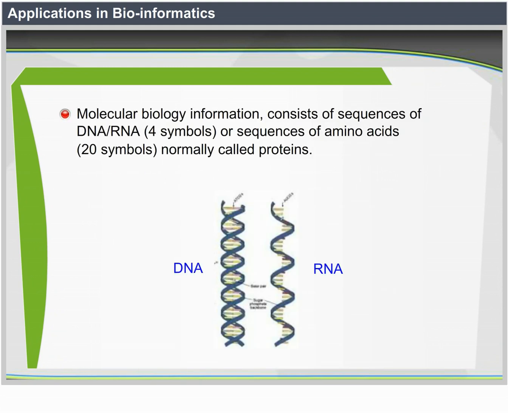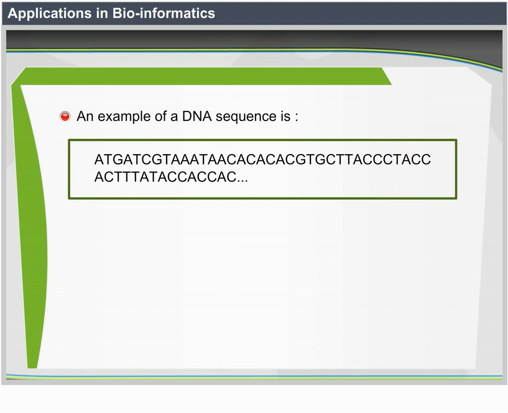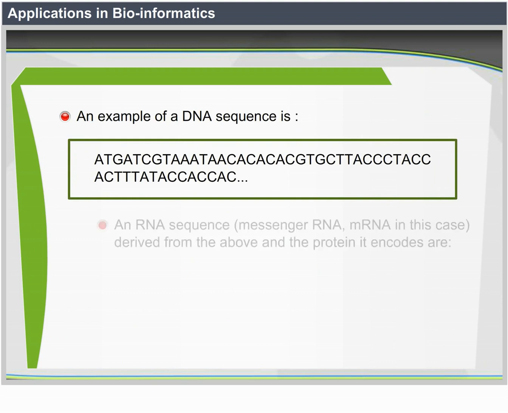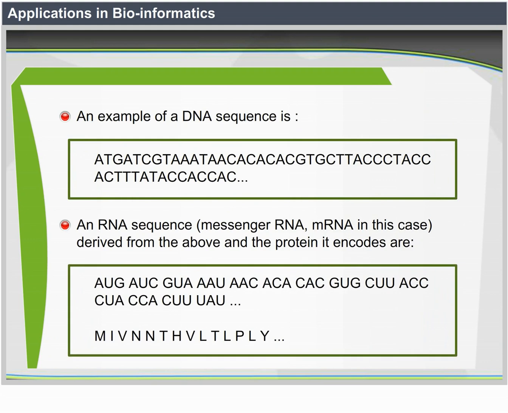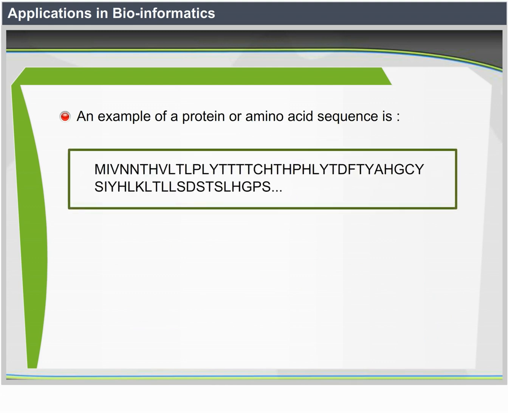Molecular biology information consists of sequences of DNA or RNA, 4 symbols, or sequences of amino acids, 20 symbols, normally called proteins. An example of a DNA sequence is shown here. An RNA sequence, messenger RNA, mRNA in this case, derived from the above, and the protein it encodes are shown below. An example of a protein or amino acid sequence is as follows.